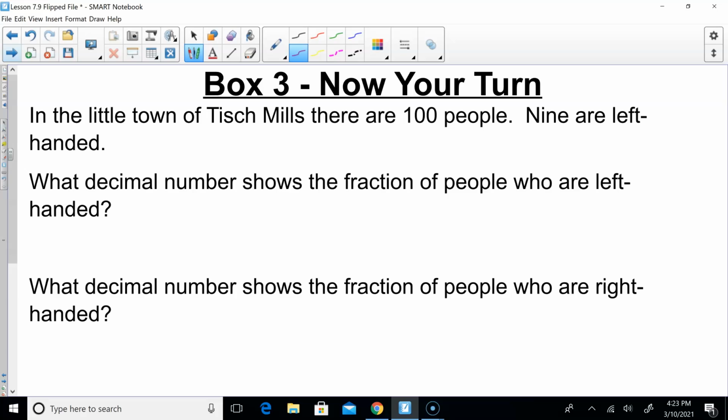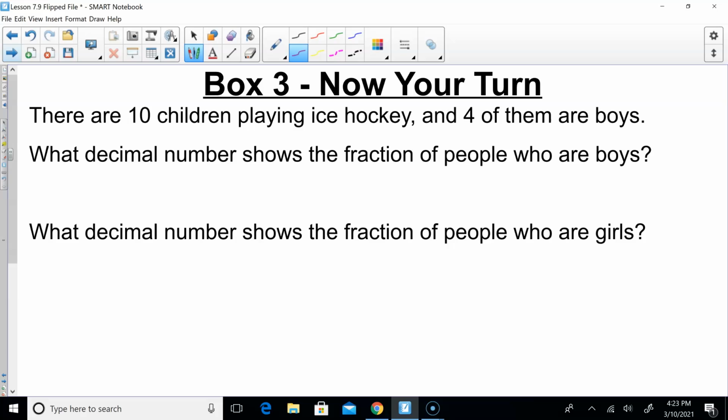Here's a little town of Tisch Mills. Some more people. Some are left-handed. What decimal number shows the fraction of people who are left-handed? What decimal number shows the fraction of people who are right-handed? And now children are playing ice hockey, and 4 of them are boys. What decimal shows the fraction of people who are boys? What decimal number shows the fraction of people who are girls? So you can pause the video, solve these last couple of problems, and good luck.